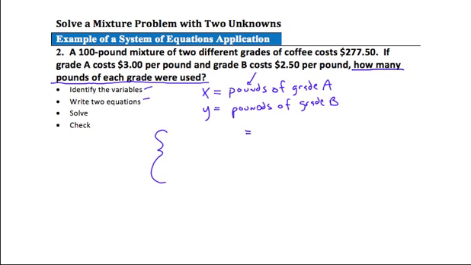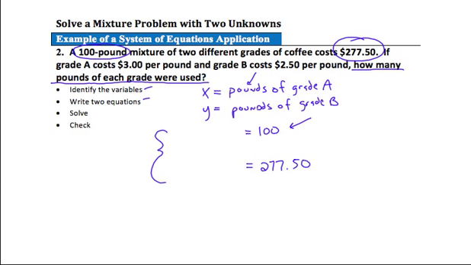Now we're ready to write our equations, so I'm going to write my system of equations here. I think it's easiest if we always write the totals that we're coming up with, and there are two totals. Each of those totals is going to give us an equation. Here's the first total: we have 100 pounds of coffee. The other total is that this coffee altogether costs $277.50.